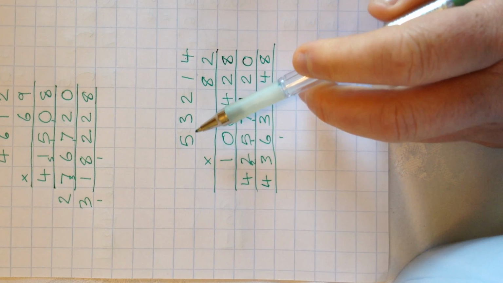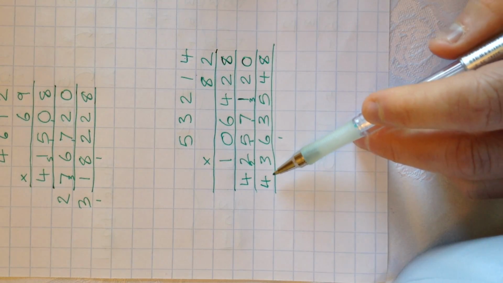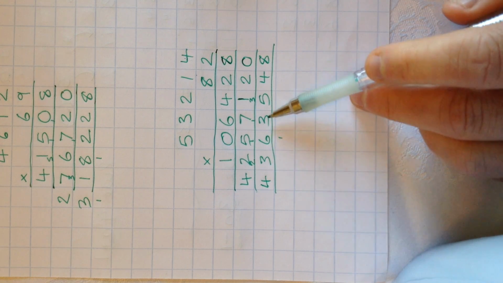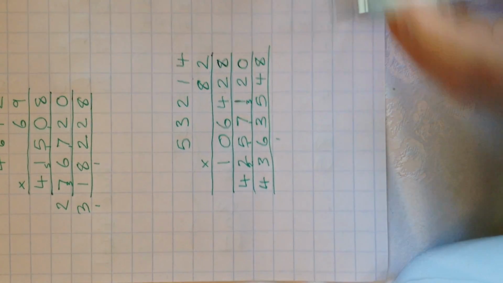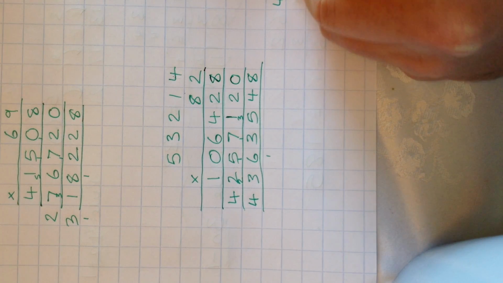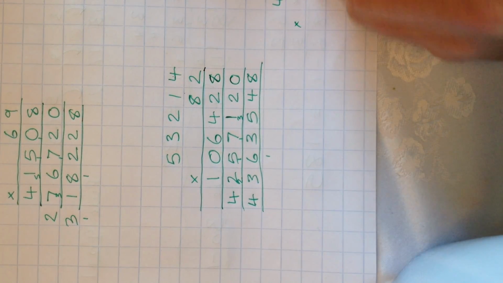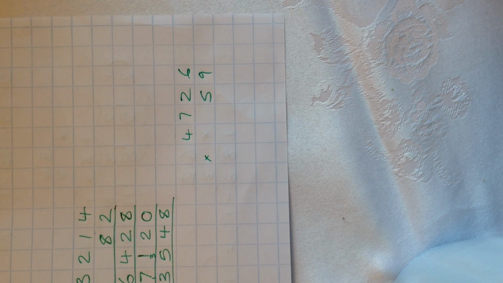So my answer for 53,214 times by 82 would give me 4,363,548. Now the great thing about these are you can make up an unlimited number. So if you're doing these at home, to make up anything, 4726 times by 59, and you've got yourself an immediate problem. Have a go, make up some, and the more practice you get, the more confident you'll be, and let us know how you get on.